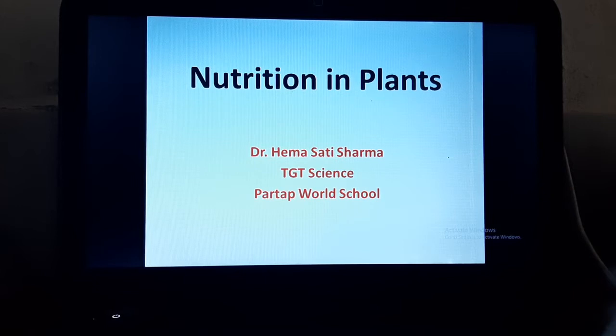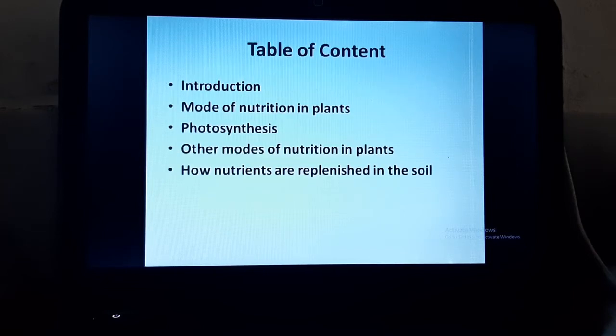Students, we are discussing the chapter Nutrition in Plants for class 7 and we have already discussed the introduction of the chapter, autotrophic mode of nutrition in plants, definition of photosynthesis, and we know that photosynthesis is the process in which plants utilize carbon dioxide and water in the presence of chlorophyll and sunlight to form food. During the process of photosynthesis, along with the food, oxygen and water vapors are also produced as byproducts.